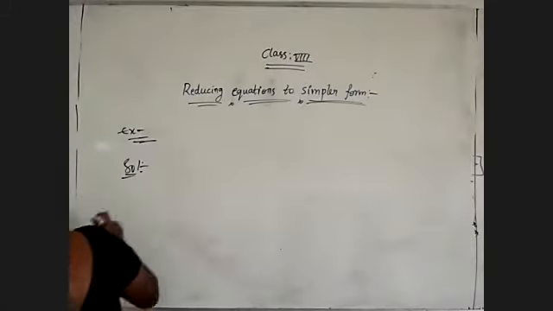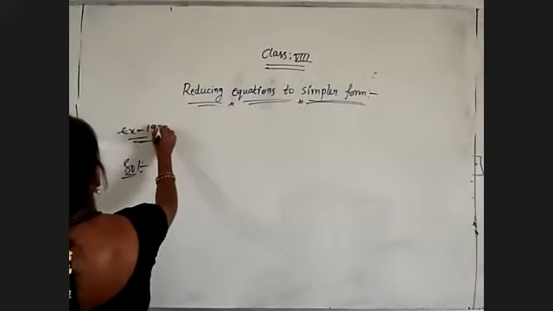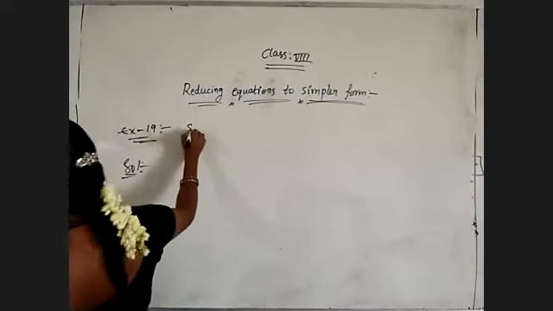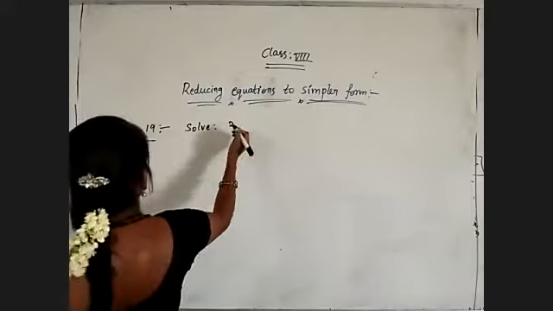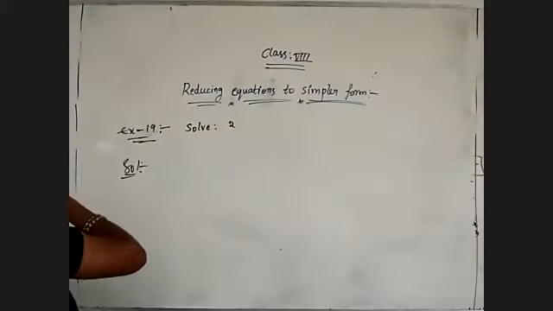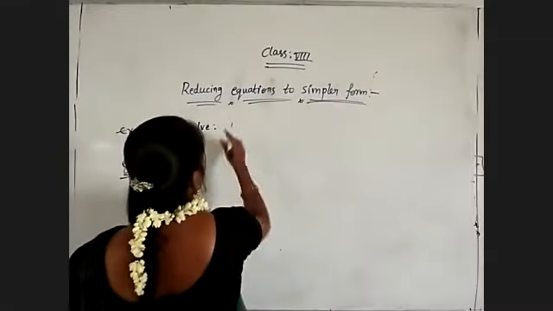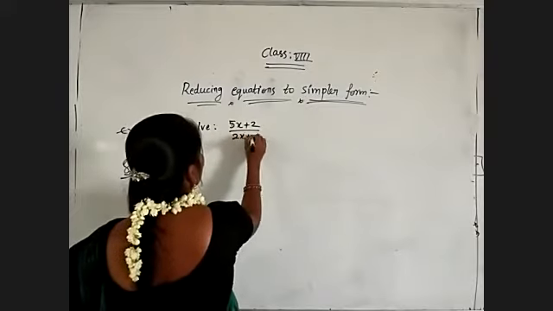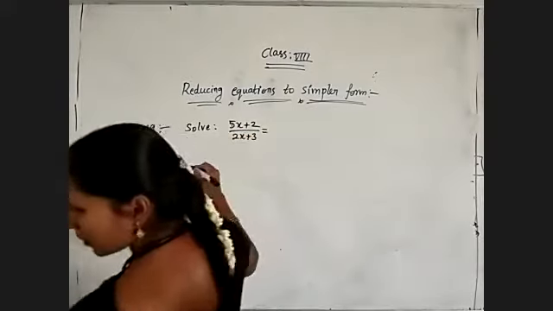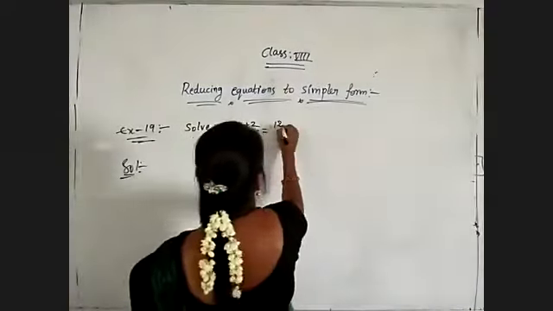Example 19. Solve the equation: (5x + 2)/(2x + 3) = 12/7.